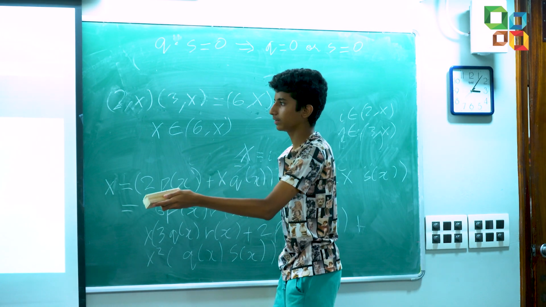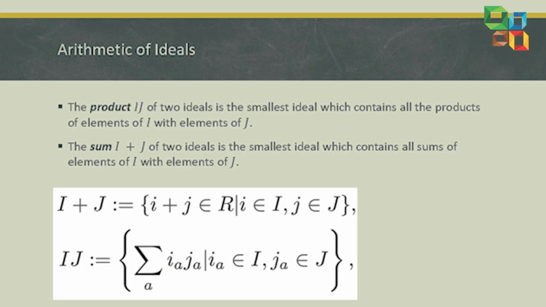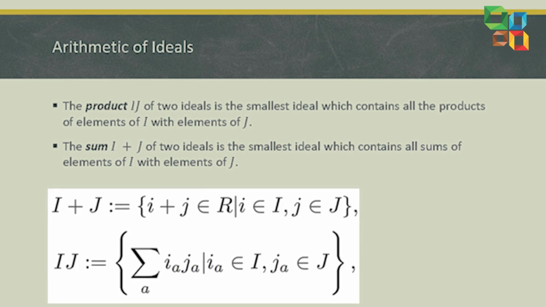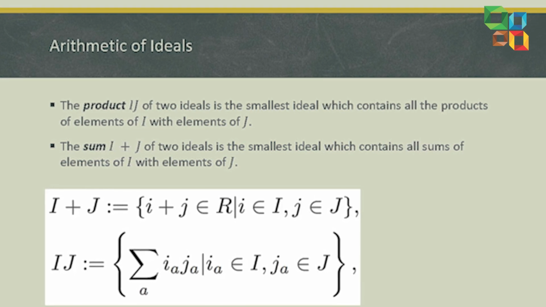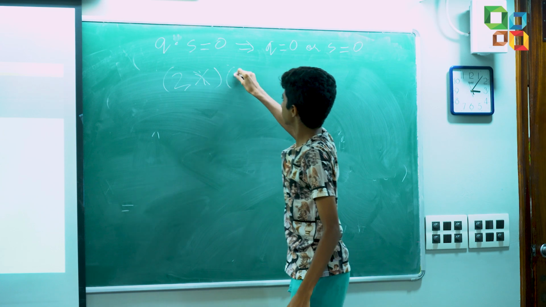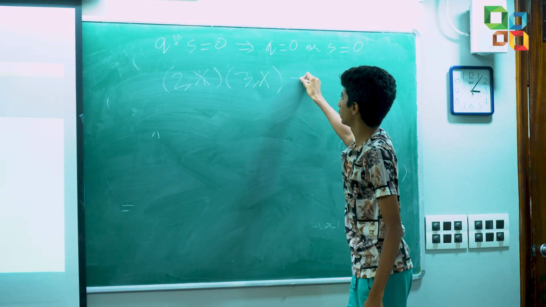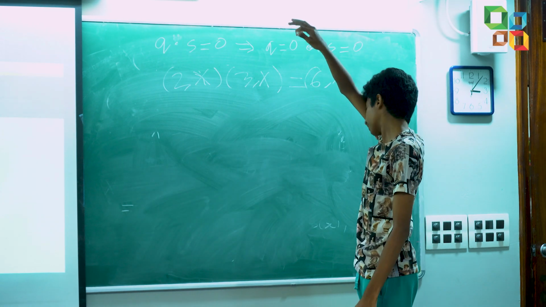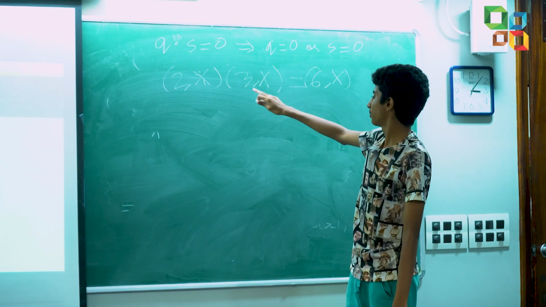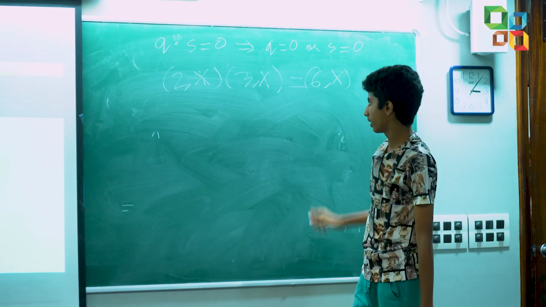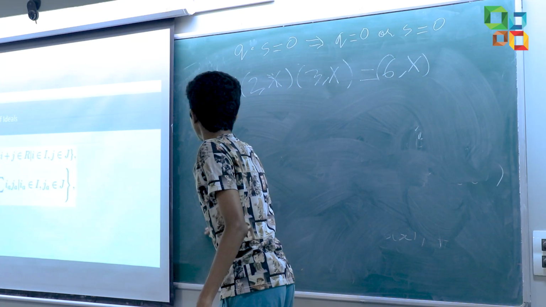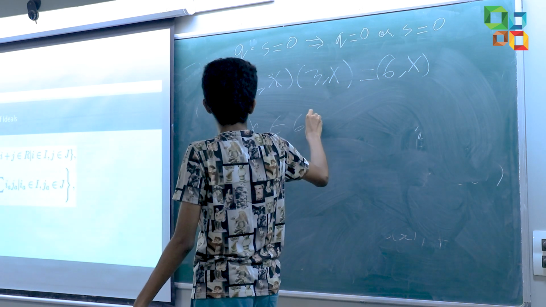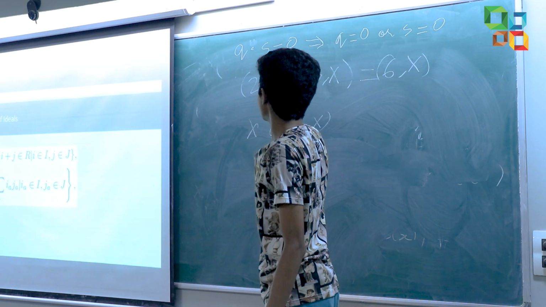Can you go back to the previous slide? That is why, you see, in this case, for 2x times 3x, we showed that it is equal to 6x first without any trouble. Then what we showed is that x belongs to 6x, but x cannot be written in this form.